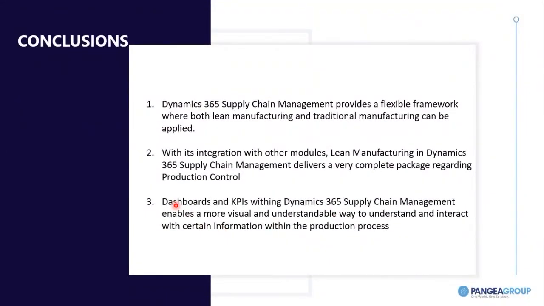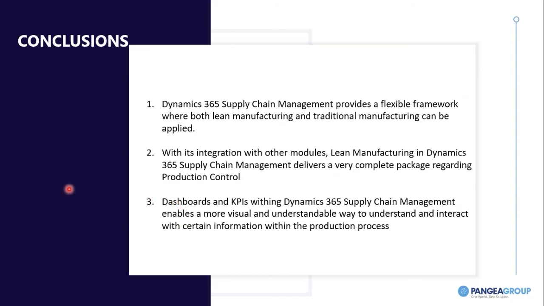For the conclusion of this webinar, the first one: Dynamics 365 supply chain management basically provides a flexible framework where both lean manufacturing and traditional manufacturing can be applied. We can see this in how the system used master planning to reconcile and manage a process where a mixture of conventional production orders and Kanban is used.